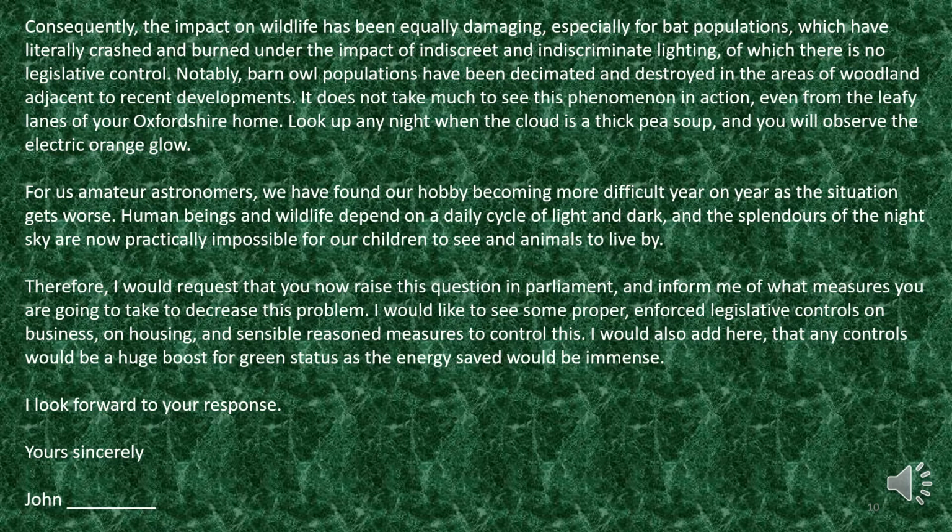For us amateur astronomers, we have found our hobby becoming more difficult year on year as the situation gets worse. Human beings and wildlife depend on a daily cycle of light and dark, and the splendours of the night sky are now practically impossible for our children to see and animals to live by. Therefore, I would request that you now raise this question in Parliament and inform me of what measures you are going to take to decrease this problem.